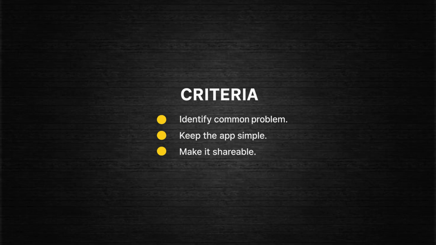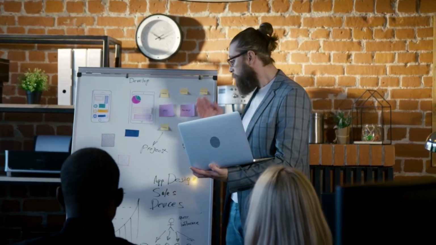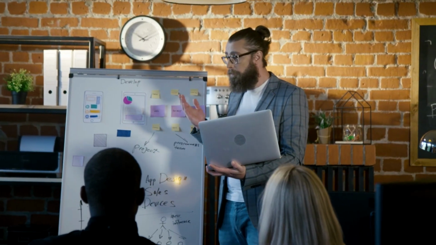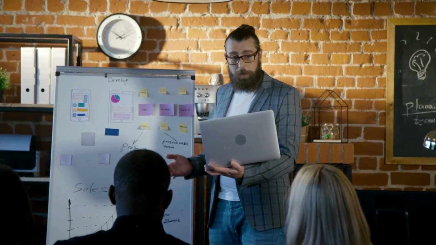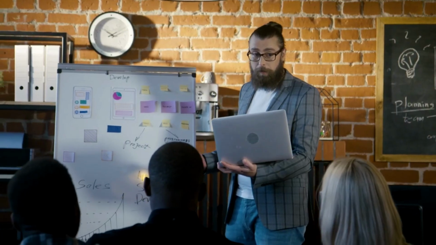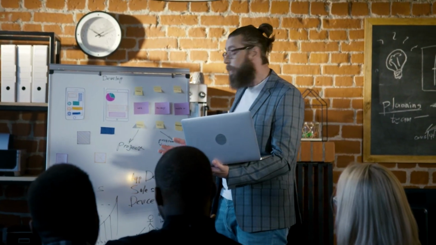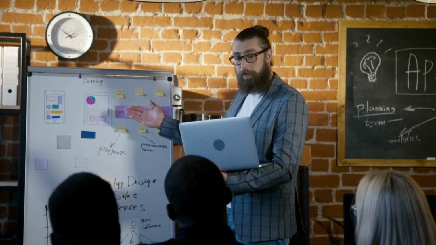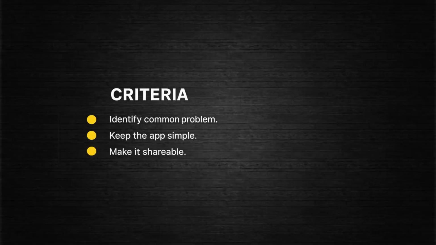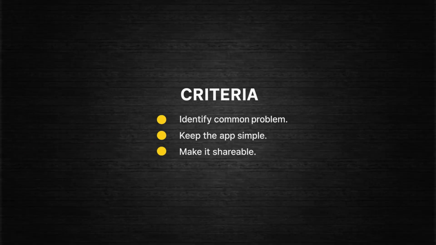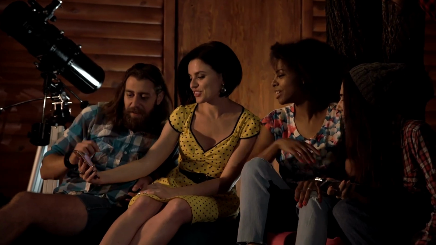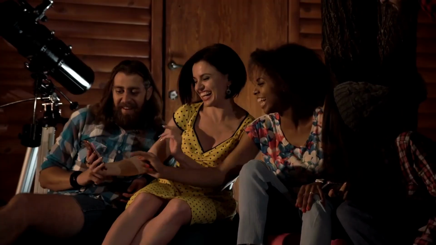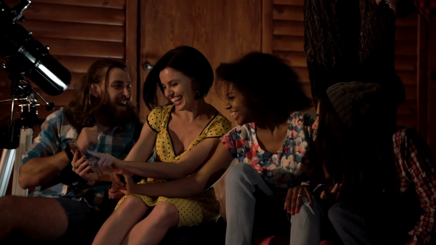Point number 2. Keep the app name simple. Your app's core functionality should be explainable in a few words. Think, find cheap flights, or learn a language. Simplicity is key to getting users on board quickly. And the last idea to make a viral app is make it shareable. Your app should be so good at solving the user's problem that they feel compelled to share it with friends.